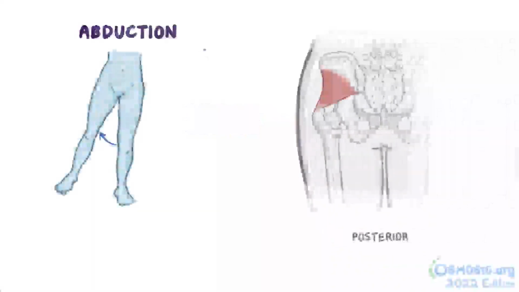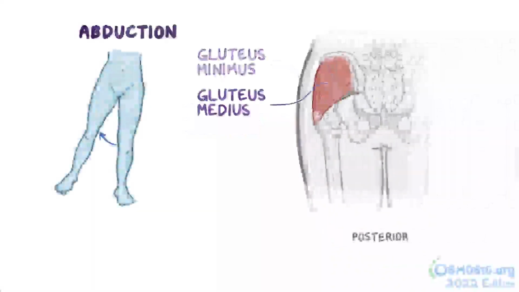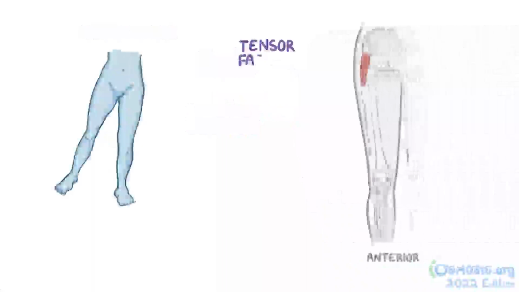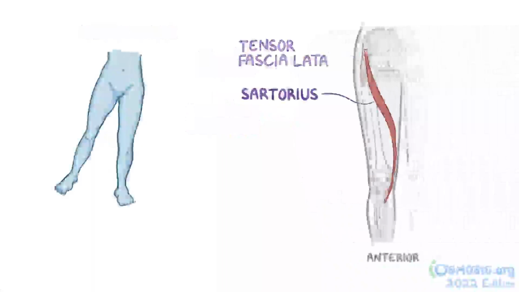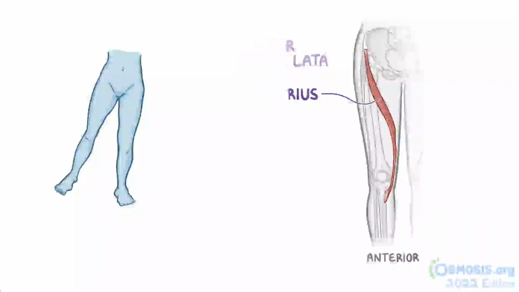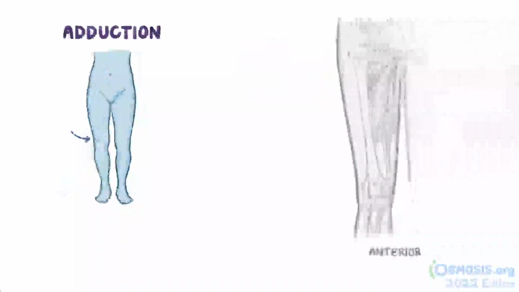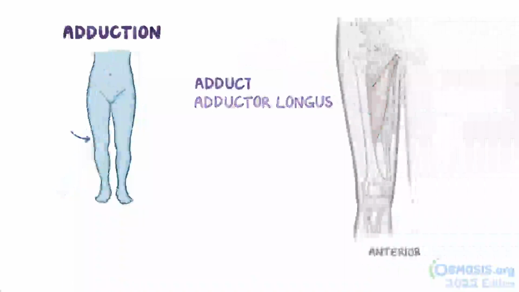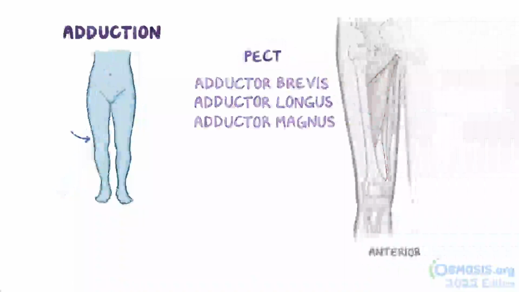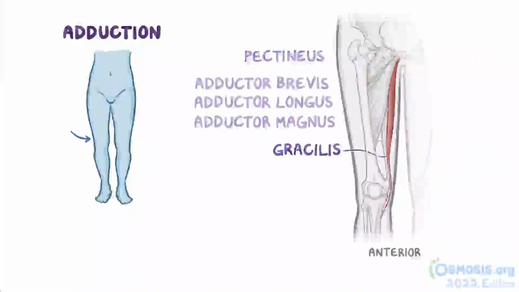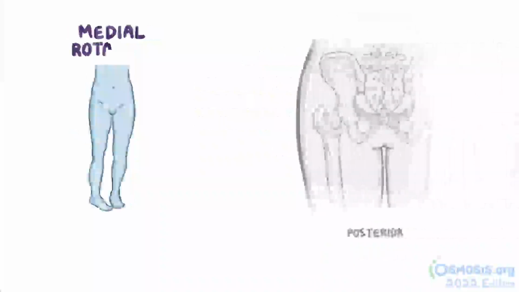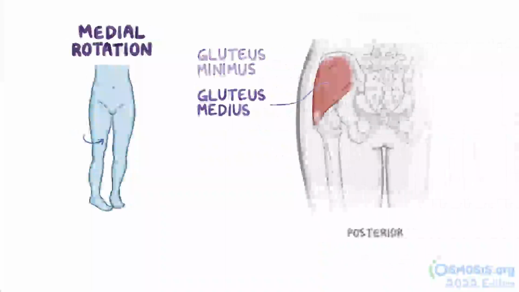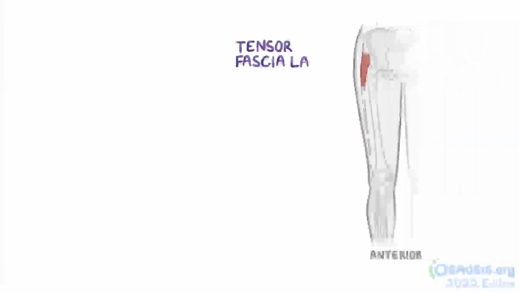Abduction is carried out by the gluteus minimus and medius, tensor fascia lata, and sartorius. Adduction is a job for the adductor longus, brevis, and magnus, and for the pectineus and gracilis muscles. Medial rotation is achieved with a little help from the gluteus minimus and medius, and from the tensor fascia lata.